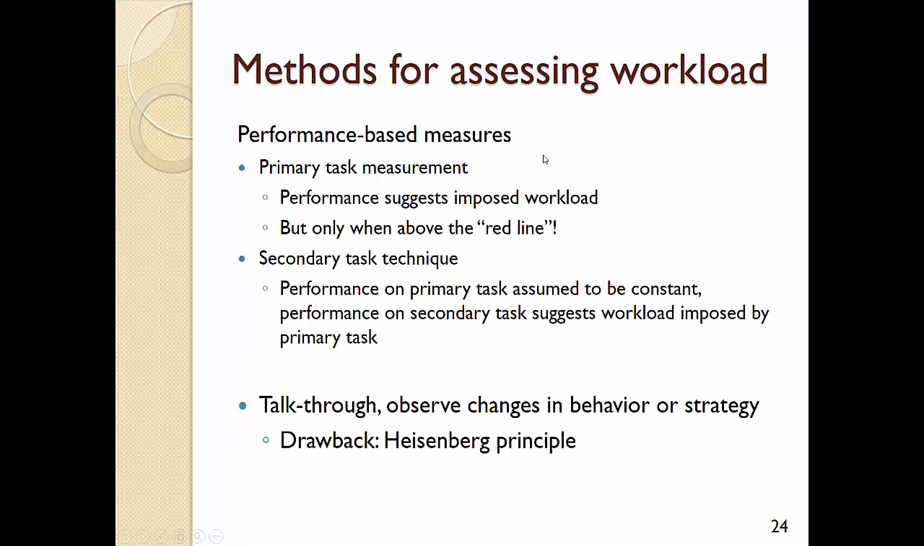Performance-based measures. We have a couple of main methods. One is called the primary task, and the other is called the secondary task technique. So primary task, like driving, basically this says if you are performing worse in something, it means that your workload is heavier. So this is only the case when we are at or above the red line, however. This is not a great method because of that constraint. Because we can drive in really easy conditions or in medium conditions, and my performance in the primary task of driving won't change all that much because I haven't reached my red line yet.